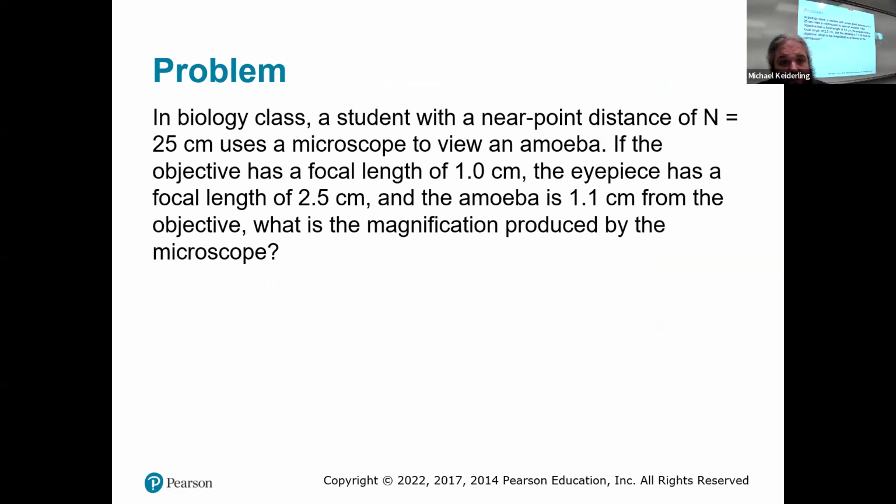And so if you have a near point distance of 25 centimeters, and you're using a microscope to view an amoeba, the objective has a focal length of 1 centimeter, the eyepiece has a focal length of 2.5 centimeters, and the amoeba is 1.1 centimeters from the objective. What's the magnification of the microscope?